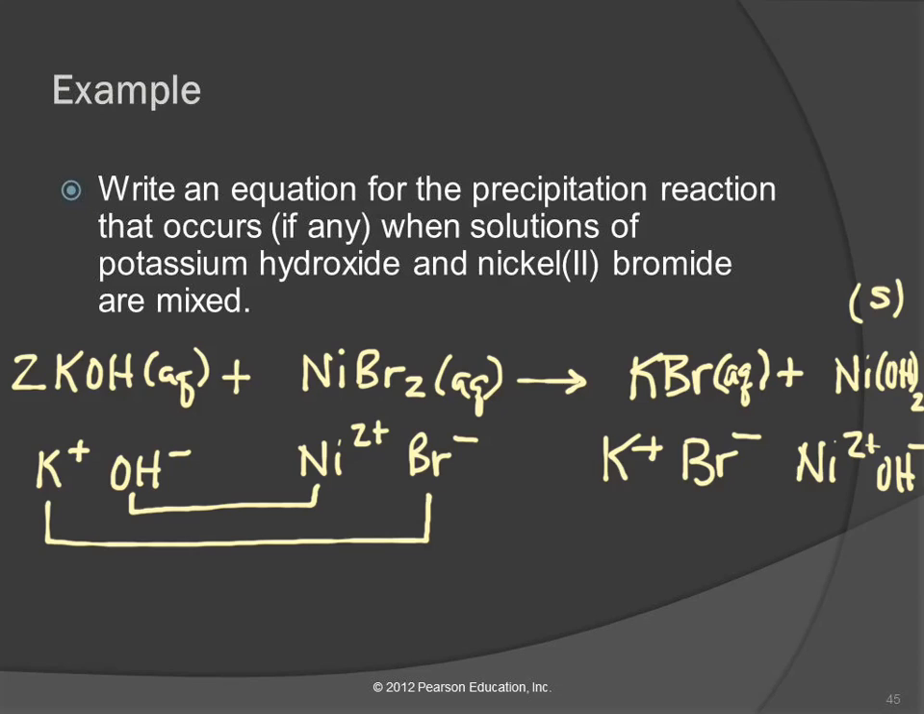Well, that messed up the potassiums, so I'm going to put a 2, where am I? I get lost in my zoom here. So I need a 2 there. So now I've got 2 potassiums, 2 potassiums, 2 hydroxides, 2 hydroxides, 1 nickel, 1 nickel, 2 bromines, and 2 bromines. So there's my balanced chemical equation for the precipitation reaction. I'll see you on Thursday.